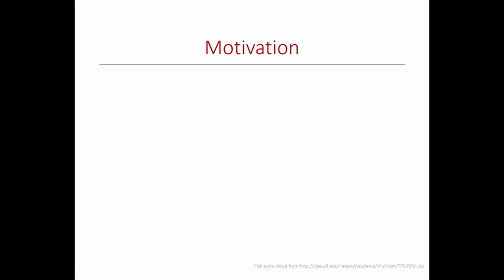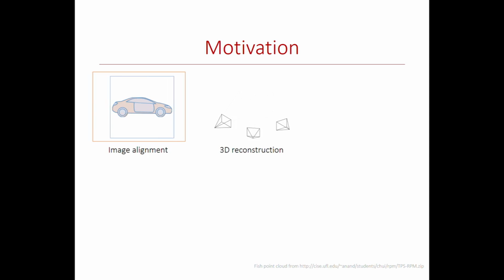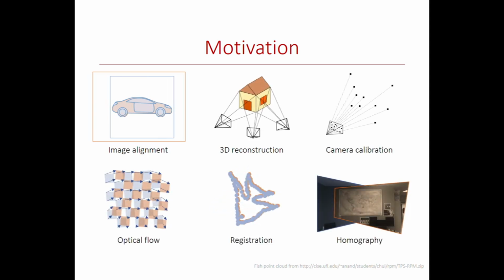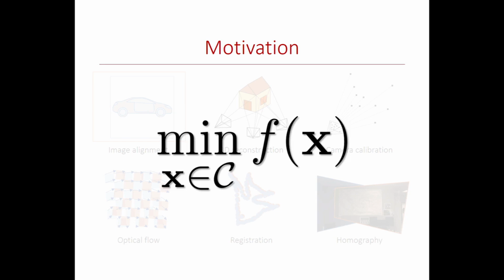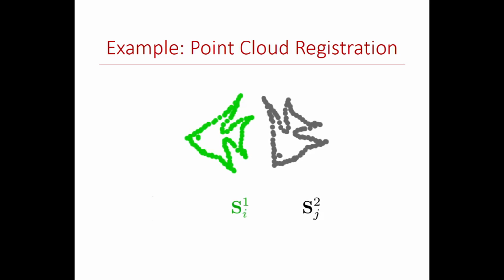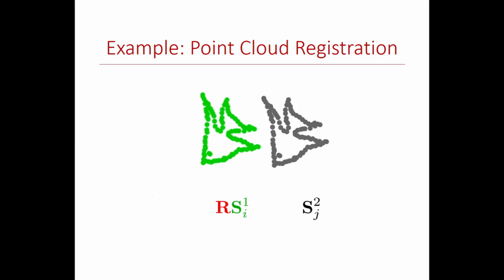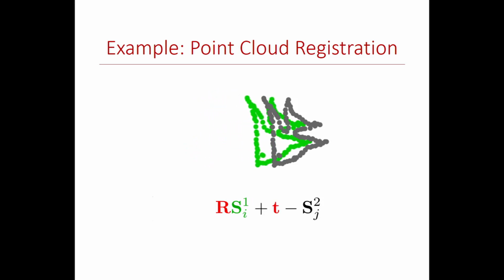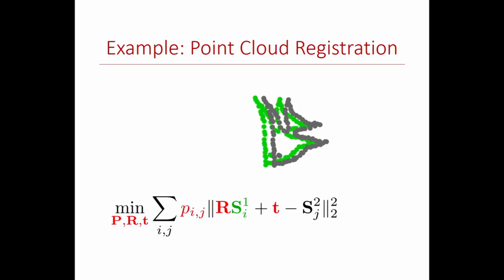Many computer vision problems such as image alignment, 3D reconstruction, camera calibration, and many others are typically solved by optimizing a cost function. For instance, let us consider the problem of 2D point cloud registration. In this case, we are given a model shape and a target shape, and we want to estimate the rotation and the translation that align both shapes. To solve this problem, we minimize a cost function, such as the sum of the squared differences between the target shape and the rotated and translated model shape.